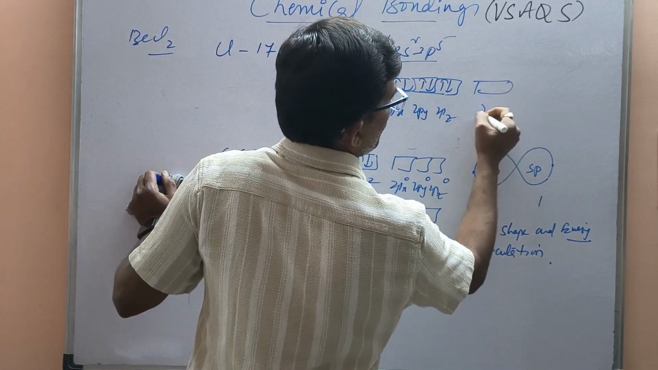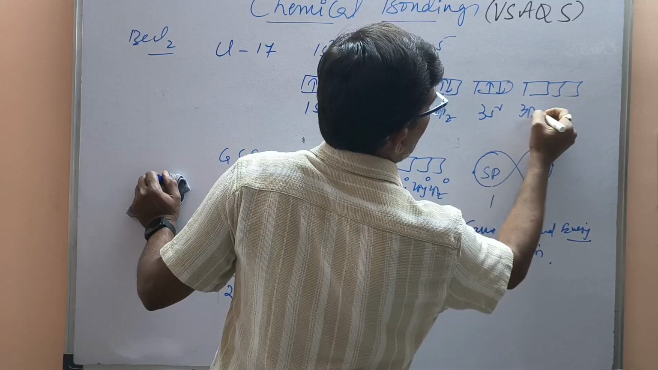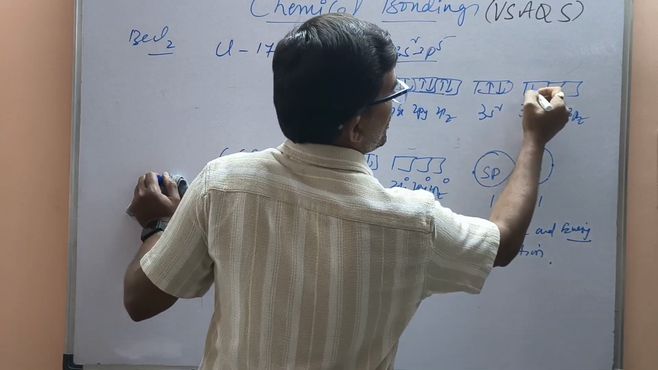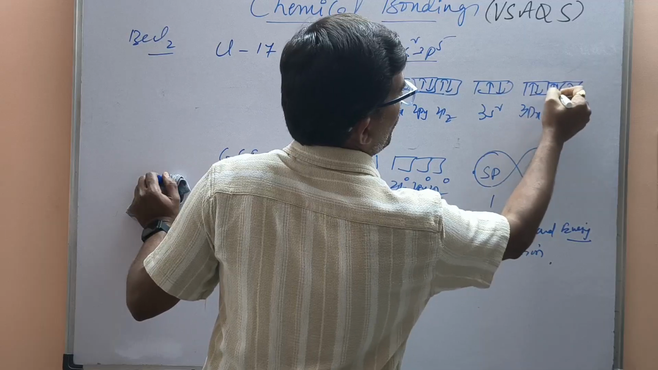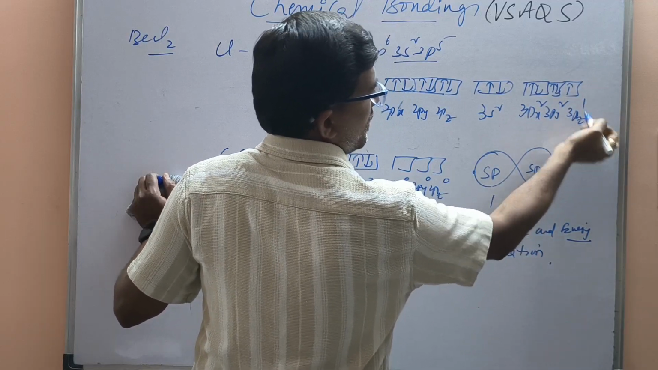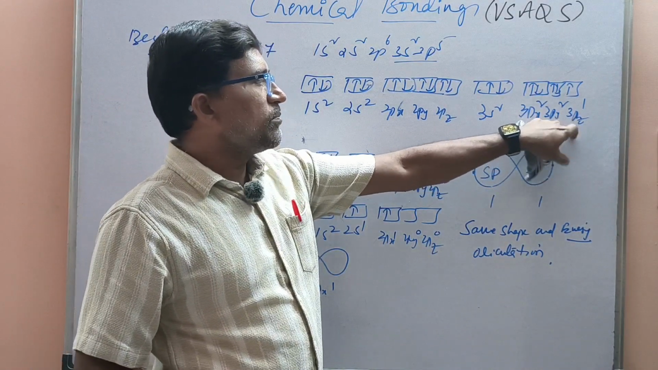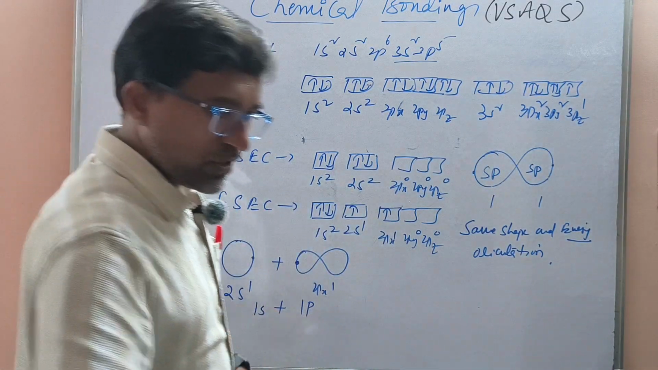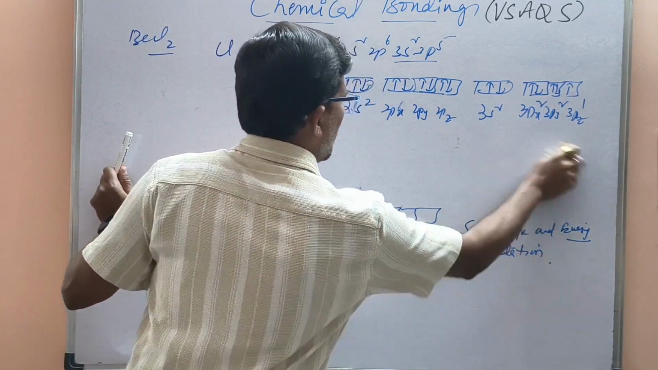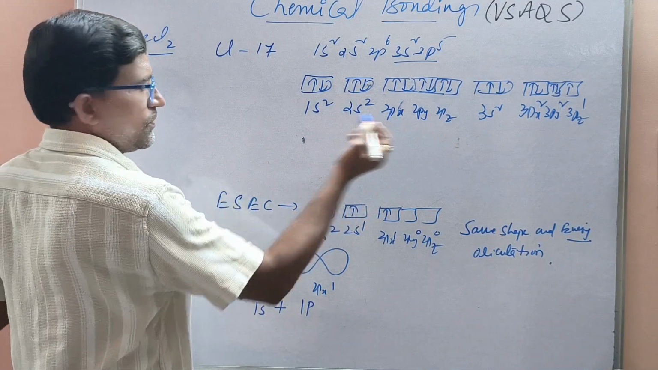Next is 3s2, with 2 electrons, and we also have 3px, 3py, 3pz. The 5 electrons are filled 1, 1, 1 according to Hund's rule: 3px2, 3py2, 3pz1. So this 3pz1 orbital has an unpaired electron, and this orbital will participate in bond formation. If I explain the next part, the bond formation will be like this: the 3pz orbital of the first chlorine with the unpaired electron.